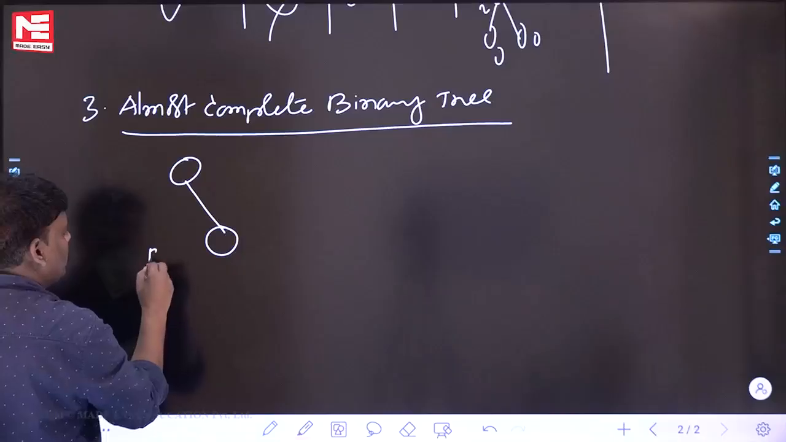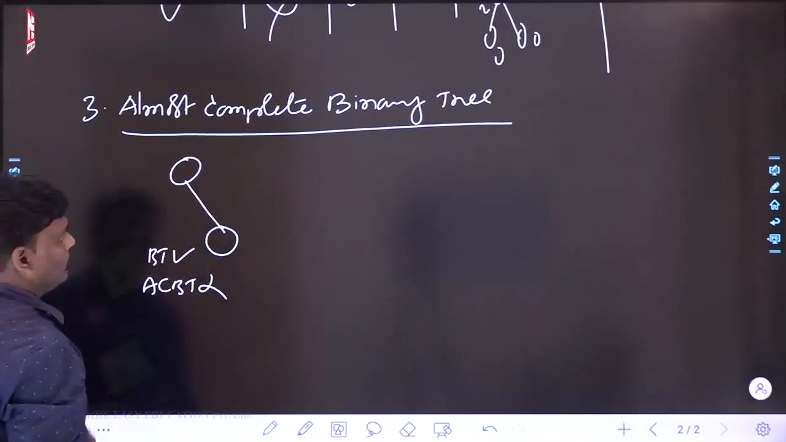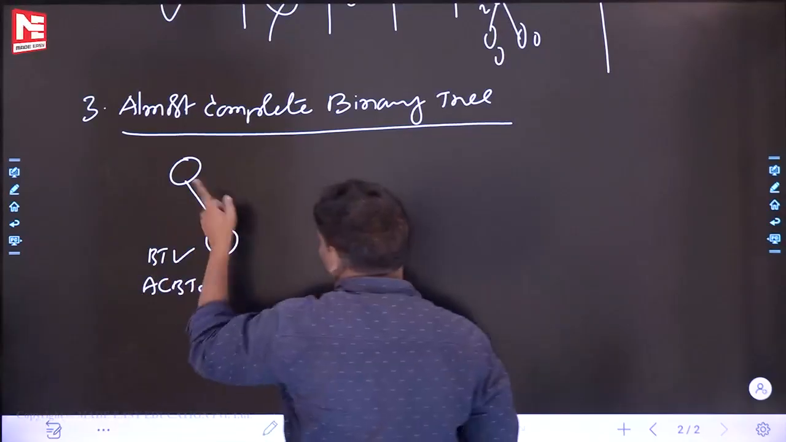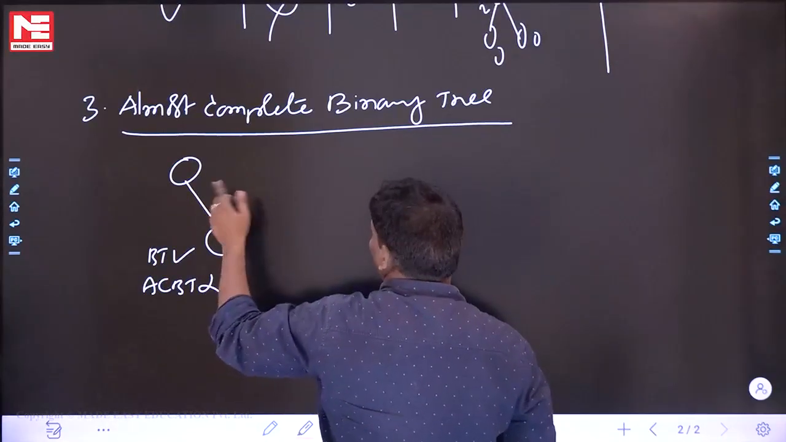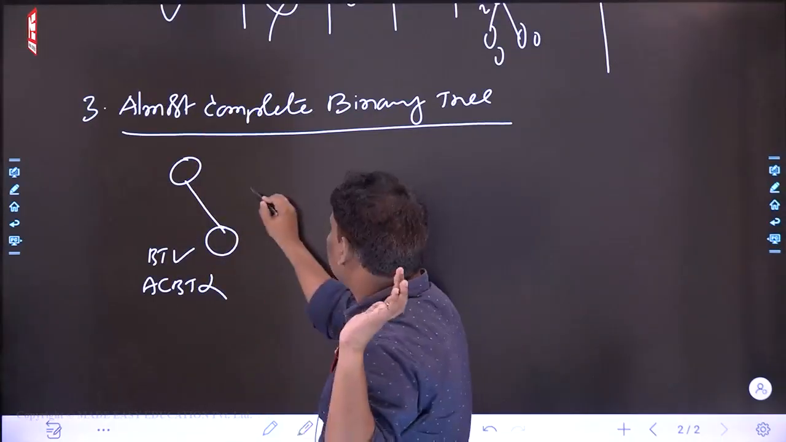So, what is the answer? It is a binary tree, but it is not an almost complete binary tree. What is the reason? The almost complete binary tree definition is saying that if you want to go right, you can go, but after left only go right. So, I think this is the almost complete binary tree.